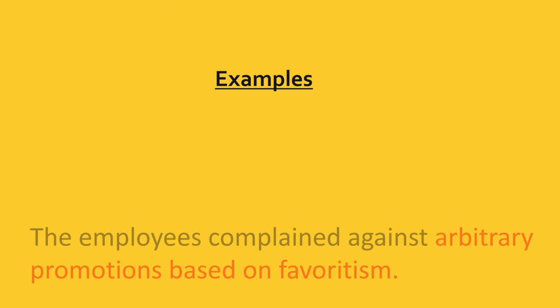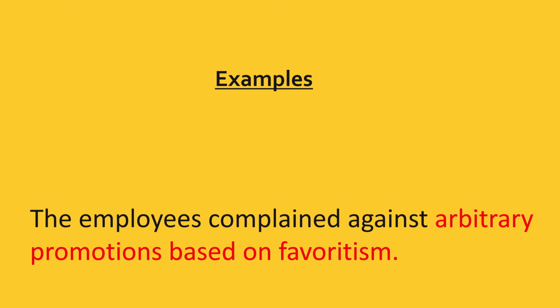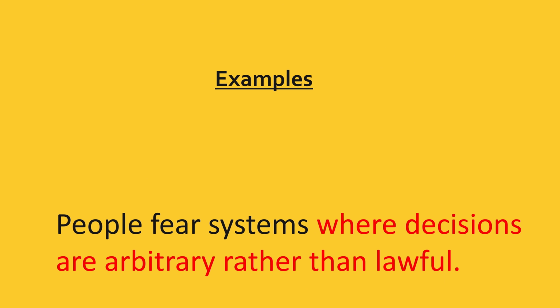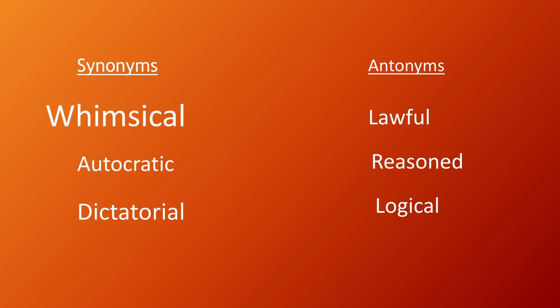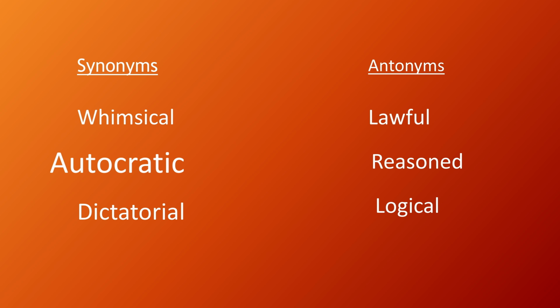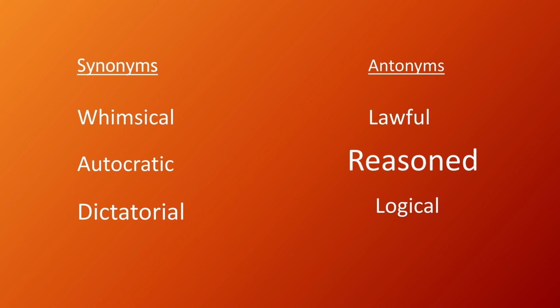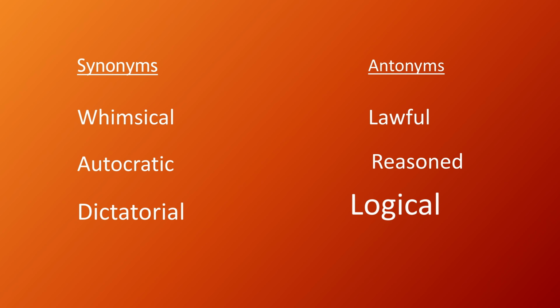Here are some examples. The employees complained against arbitrary promotions based on favoritism. People fear systems where decisions are arbitrary rather than lawful. Synonyms for arbitrary are whimsical, autocratic, dictatorial. Antonyms are lawful, reasoned, logical.